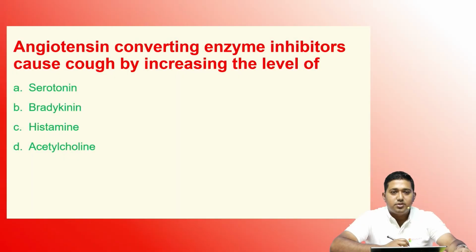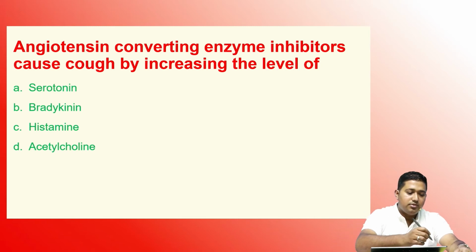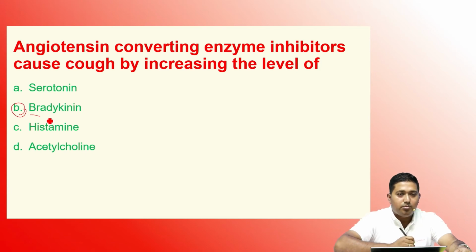Our next question would be, angiotensin converting enzyme inhibitors cause cough by increasing the level of, and the options are serotonin, bradykinin, histamine, and acetylcholine. It's a very straightforward question. The answer is bradykinin. It's a very commonly asked question. However, let's understand the mechanism or the explanation behind this question.